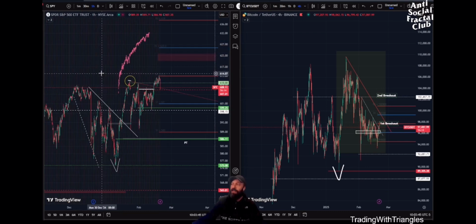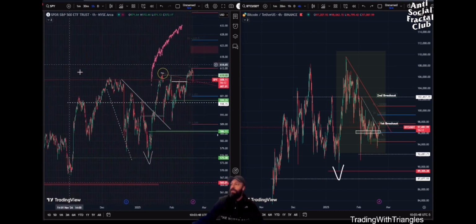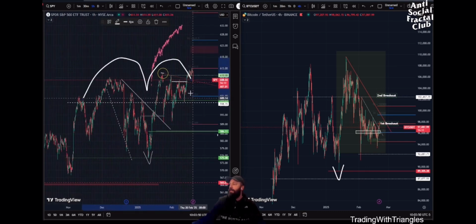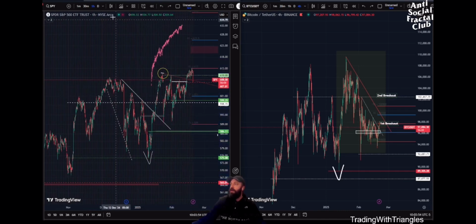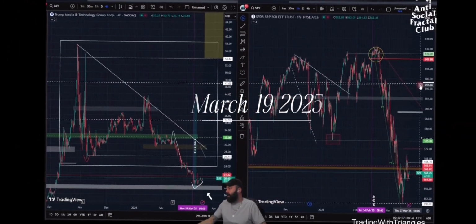Macro position still never changes for me. We're still just looking for this to be an M on the top, and then a more macro descending broadening wedge to occur. That's it. Macro position of this, I have it all posted.